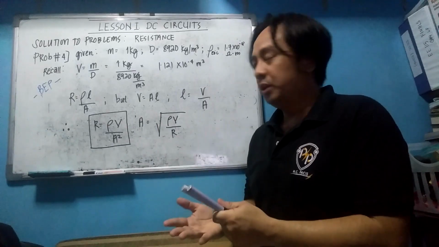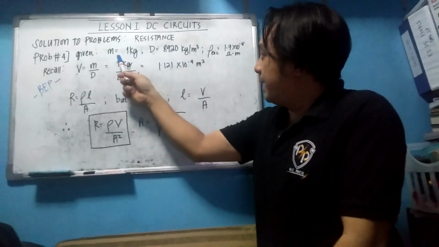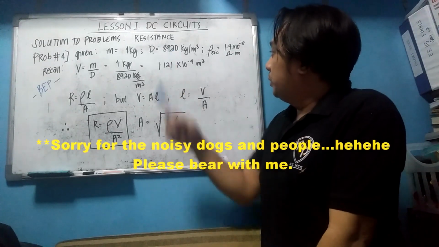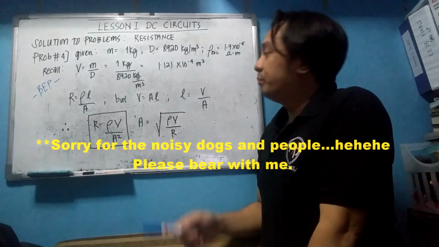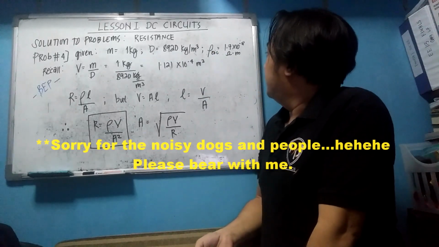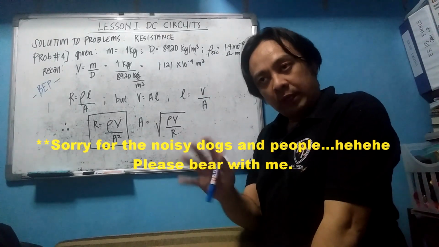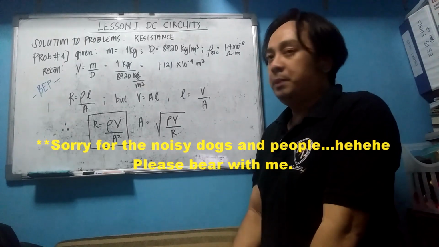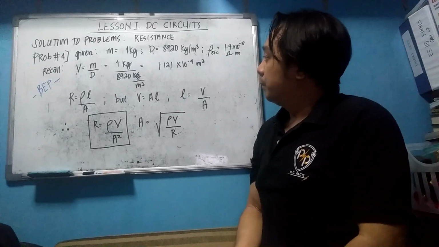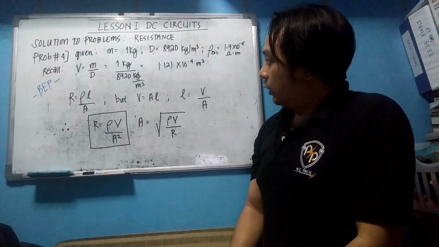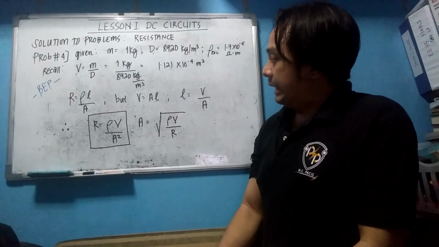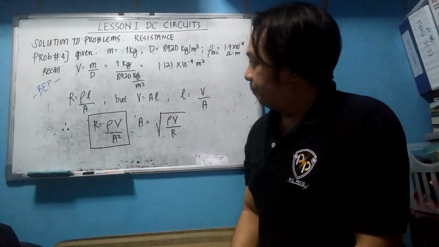First, we need to know the given. The given mass is 1 kilogram. The density is 8920 kilogram per cubic meter. And we already know that copper is 1.7 times 10 to the negative 8. If you forgot the resistivity, we already know those constants from the previous problem. Actually, this problem here is a former board exam problem, so this is a very interesting problem.